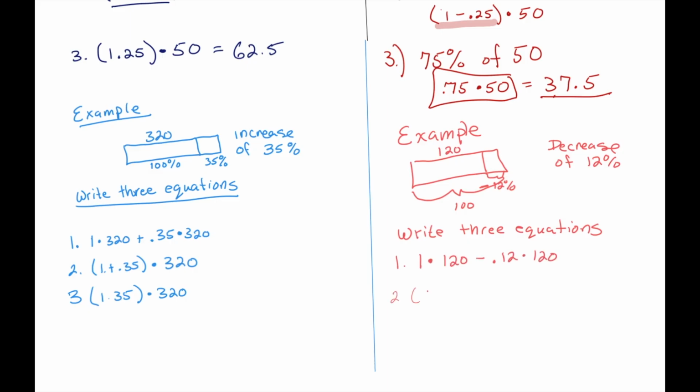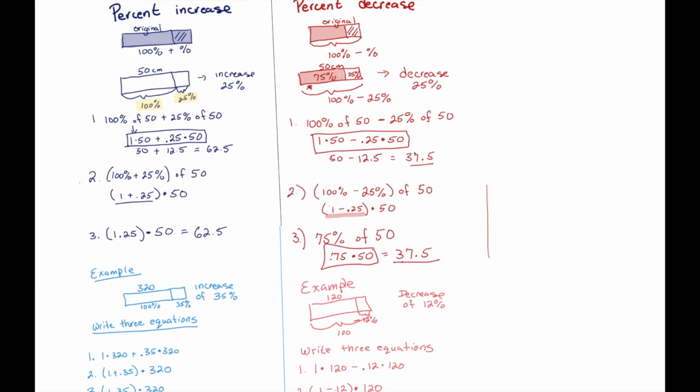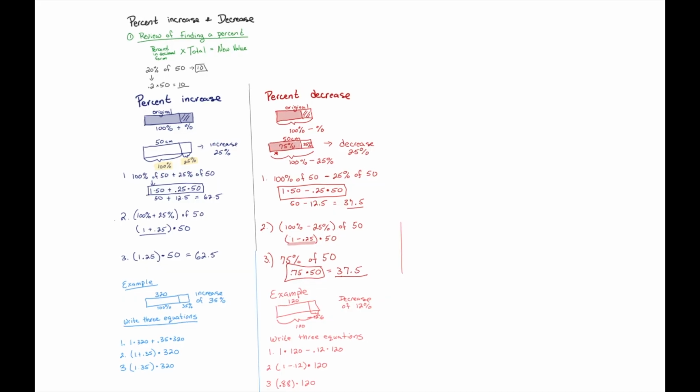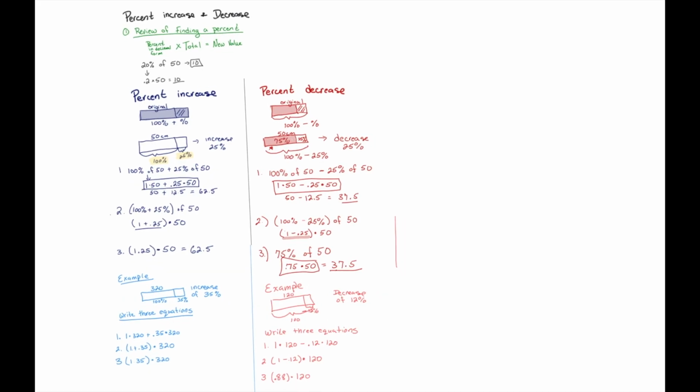The next equation is going to just look at the percentages. So 100% minus that 12% of 120. The third one is combining that 100% minus 12%, which gives me 88% of 120. So those are our three equations. This pretty much summarizes the entire lesson of how to find those percentages using equations.